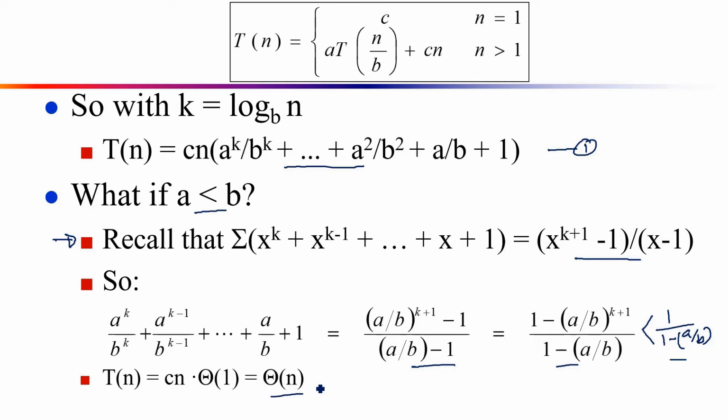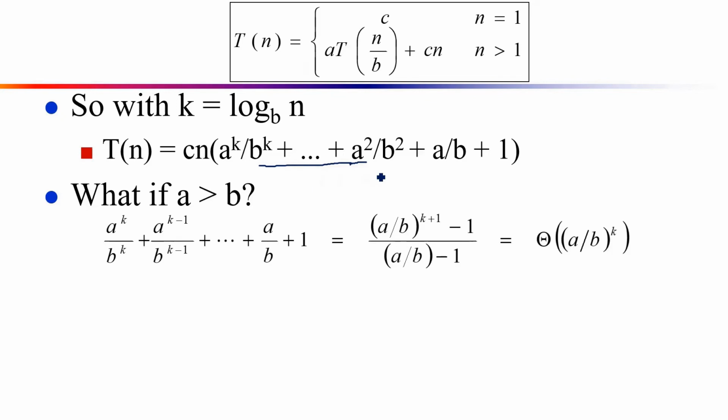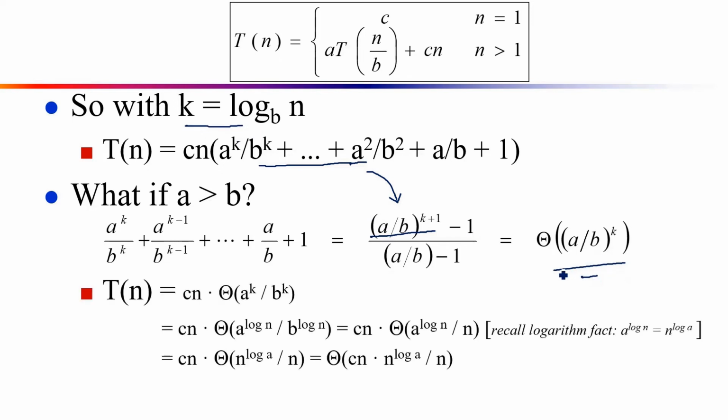Now let us look at the third scenario where a is greater than b. So when a is greater than b, we replace this series with the previous formula. So we can replace this series with this term. Since a is greater than b, we can say that the complexity will be dependent on this term. So we write the complexity as big theta of a by b to the power k. And we know that k equals log n, so we can further simplify this term. And after some simplification, we see that the complexity is big theta of n log a.